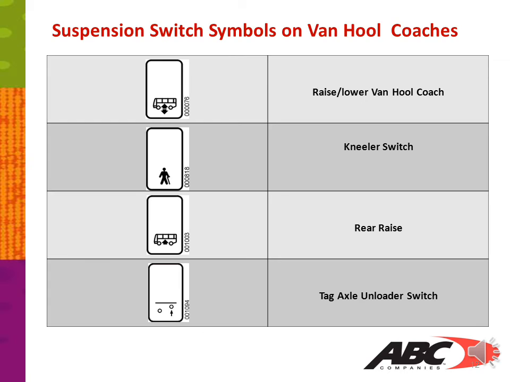The next set of switch symbols will be for your suspension. The first one, with a picture of the bus with the two arrows, shows your raise or lower Van Hool coaches. Underneath that you have your kneeler switch. Then you have your rear raise, and then you have your tag axle unloader switch.